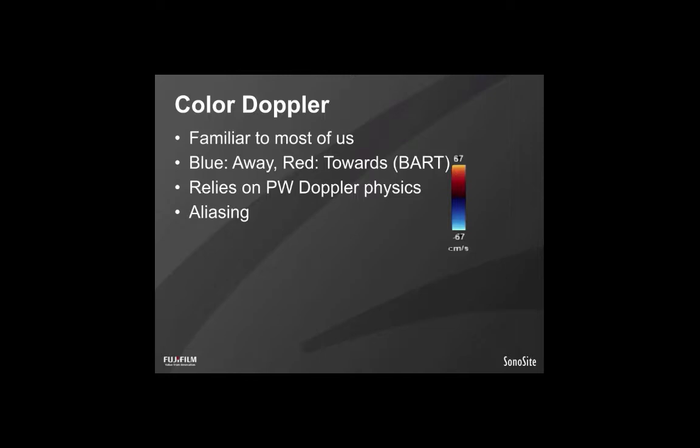Now, color relies on pulse wave Doppler physics, which is something many of you may not have known, and as such is subject to something called aliasing. Now, aliasing is a failure of the system to be able to adequately keep up with the velocity that it is trying to resolve. And so this only occurs with pulse wave Doppler and not with continuous wave, as we will emphasize a number of times through this tutorial.